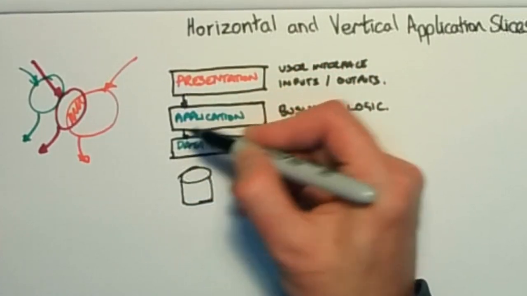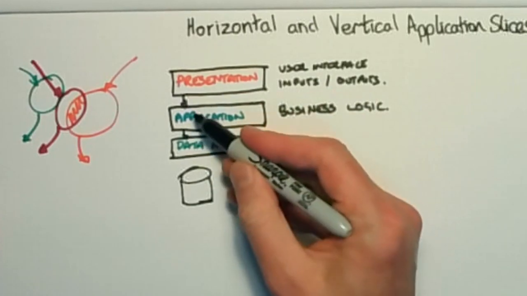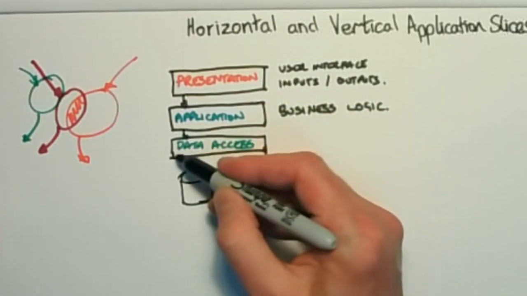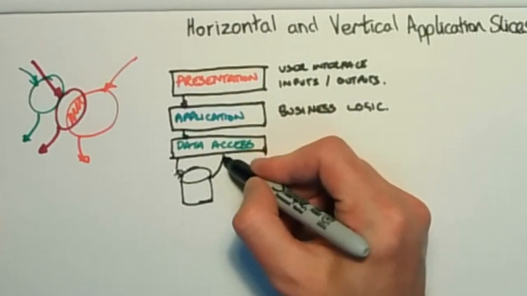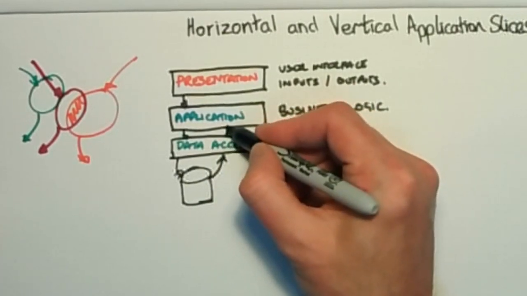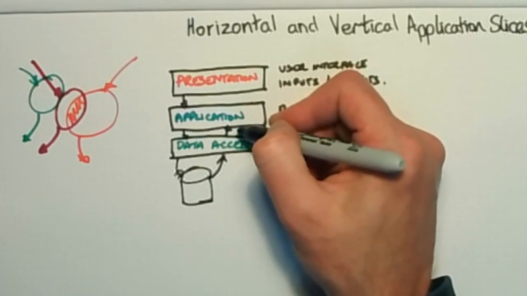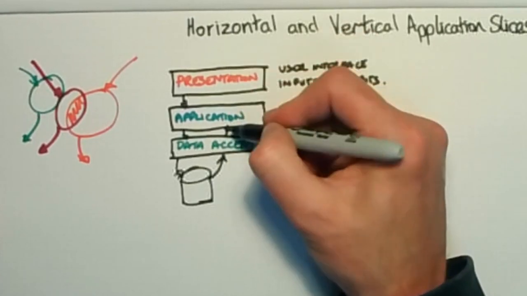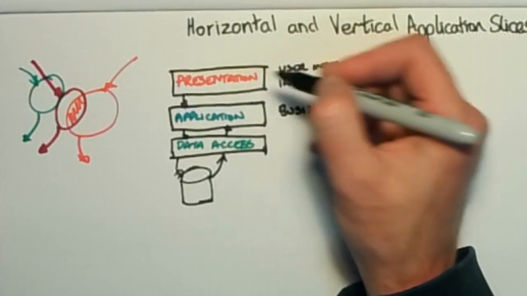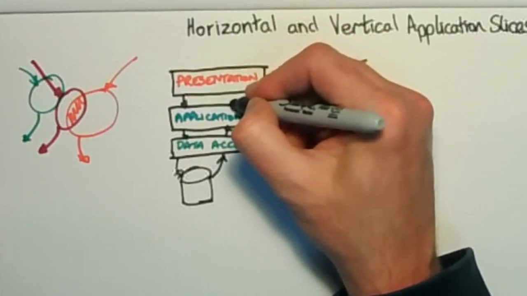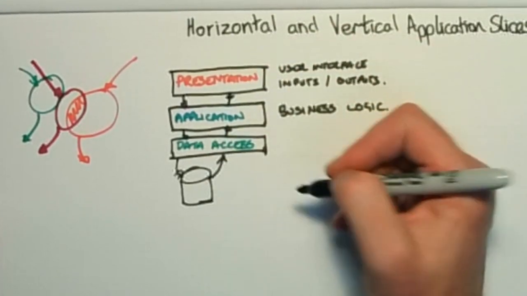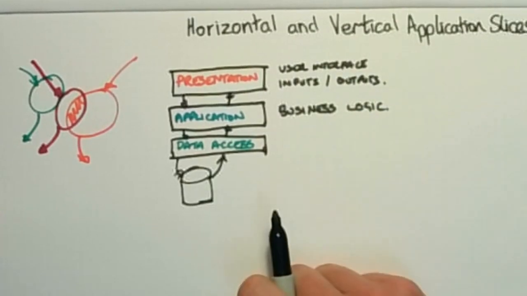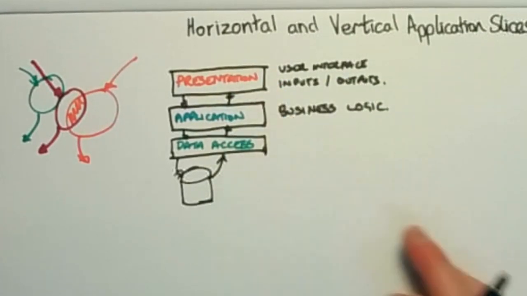So your presentation layer will talk to your application layer. Your application layer will talk to the data access layer. Data access layer will talk to your database. Database will tell the data access layer information. Your data access layer will tell the application layer that data. And the application layer, once it's changed that data to the way that the business logic expects it to look like, will give it to your presentation layer.